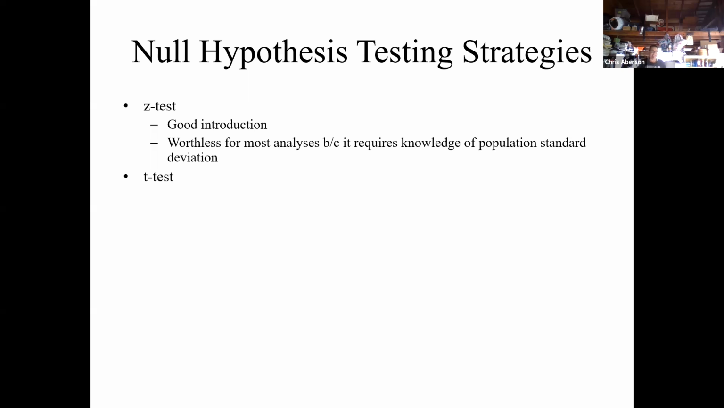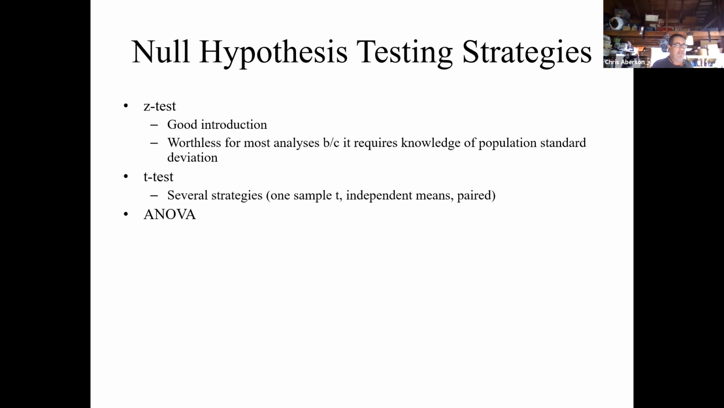Next up is what's called the t-test. Looks a lot like the z-test. 90% of the stuff that we learn about the z-test is applicable to the t-test. There are going to be 3 different t-tests, so we'll spend a fair amount of time on the t-test: one sample, independent samples, and paired t-test.